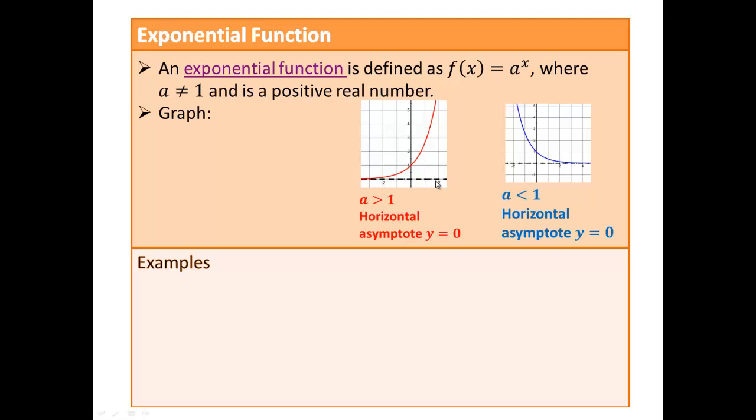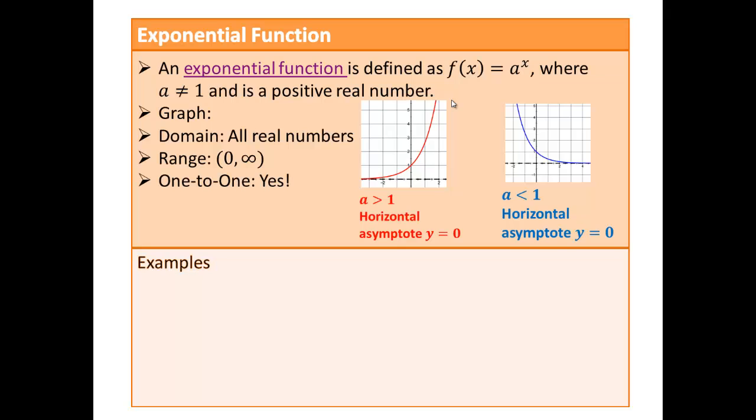What about the range? Well, you never touch 0. So it's 0 to infinity, but not including 0. So domain is all real numbers, range is 0 to infinity, and 0 is not included because y equals 0 is your horizontal asymptote. Well, how about 1 to 1?